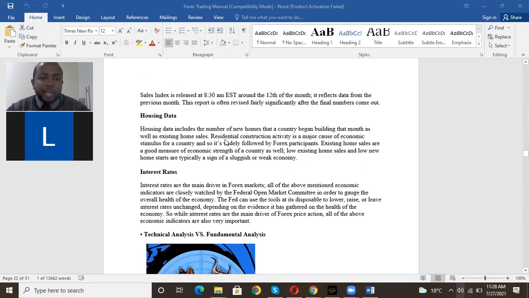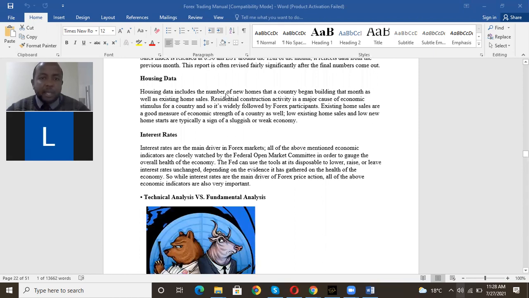Then we have housing data. Housing data will include the number of new homes that a country began building that month. So this is more on the real estate sector. Residential construction activity is a major cause of economic stimulus of a country and will likely be followed by forex participants. This is an example, maybe where you come from. If you see new buildings coming up, maybe there's a mall, the roads become better, that is to mean, of course, real estate is booming. People are buying more houses or apartments. That is, of course, to mean there's economic activity.